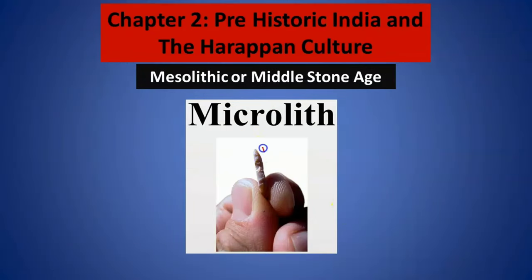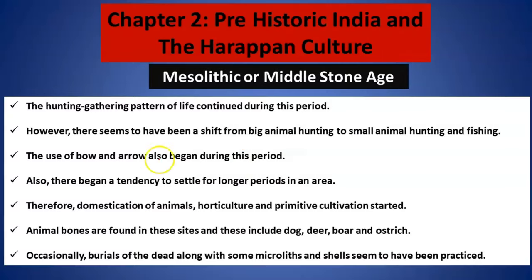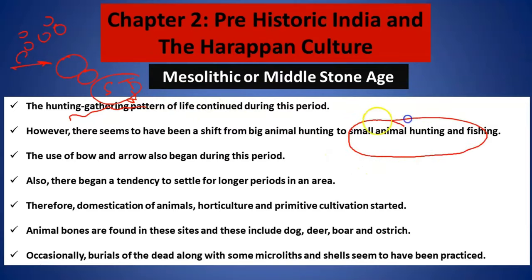This you can see, this is a very small stone tool being used. Where this was used, sir? Now, you all know that they were hunter-gatherers. That means they used to hunt the animals and they used to eat. They used to collect fruits also and edible plants also to eat. Now, as the size of the stone tool got reduced, so now they were able to hunt small animals also.